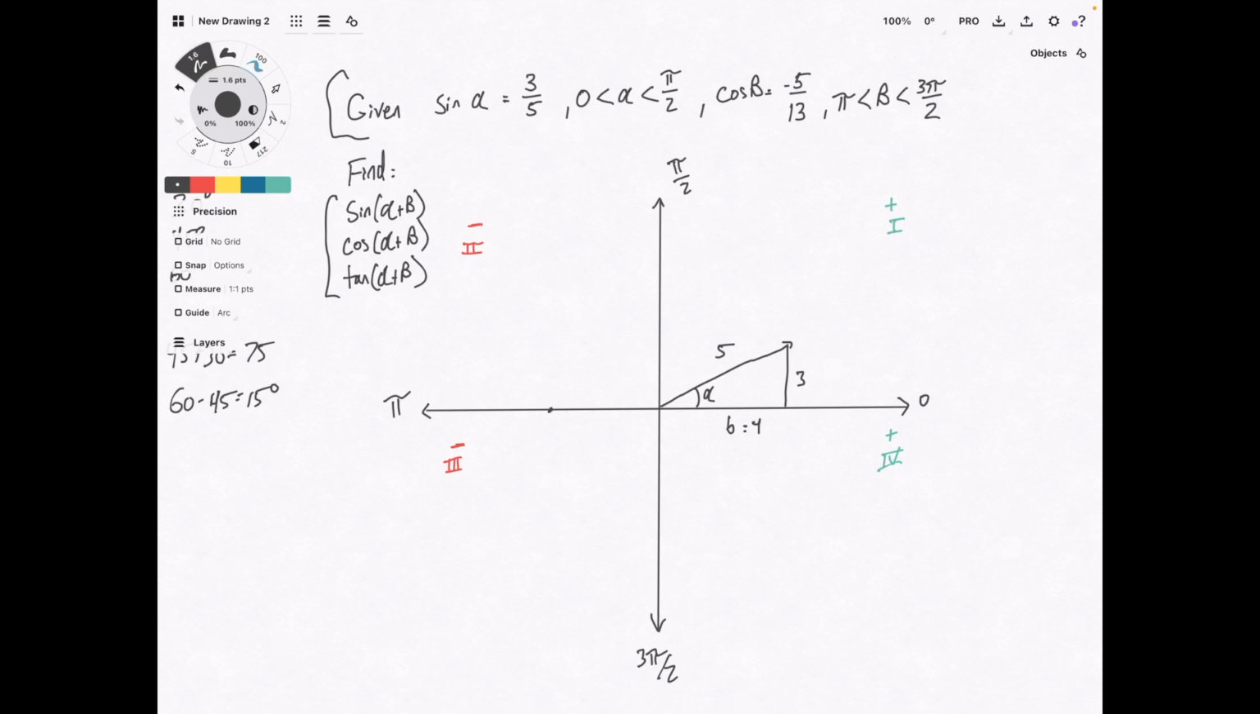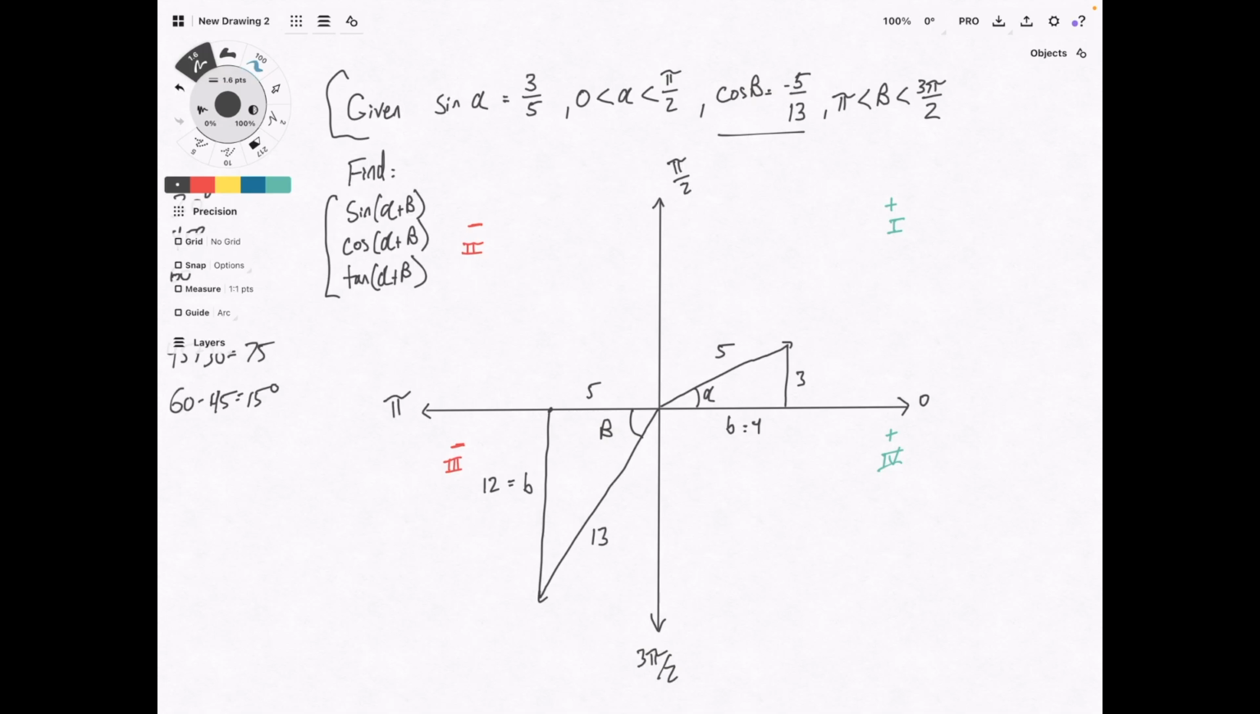So, cosine of beta is negative 5 over 13. So this is going to be our 13 line. This is 5, which is in the negative direction. And then we want to figure out what this side is. Again, this is a Pythagorean triple, so this is going to be 12. And this is beta.